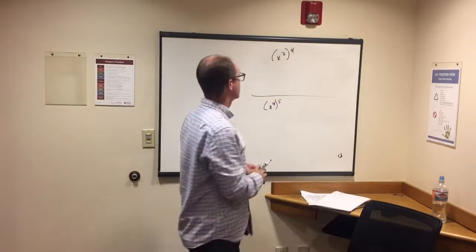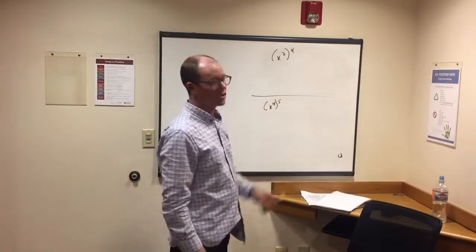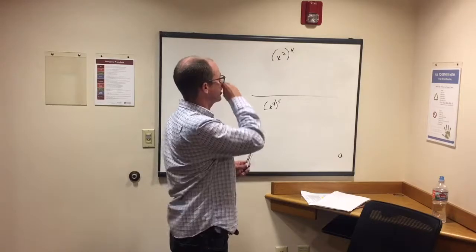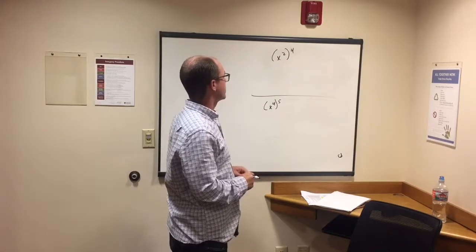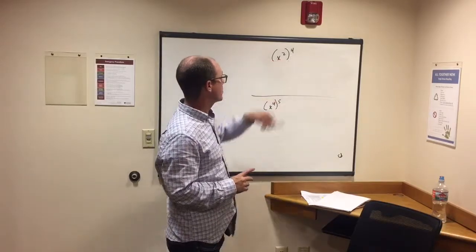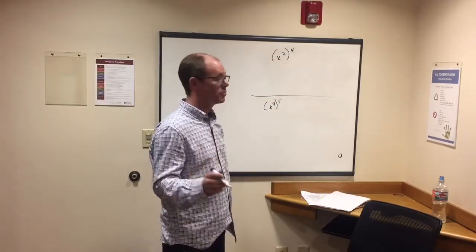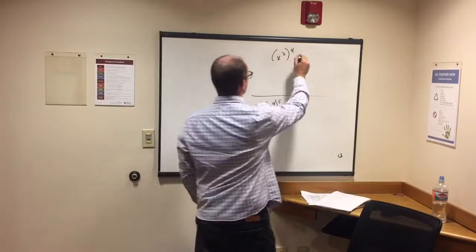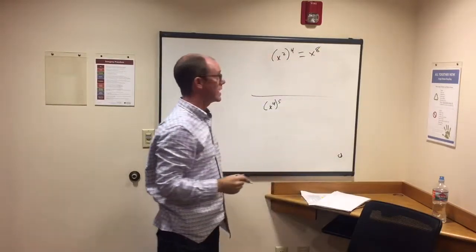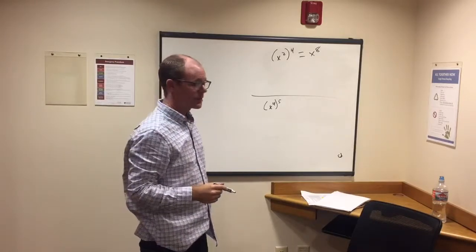Here we have x squared to the 4th. The typical mistake is that people add these two exponents together. When you have one inside the parentheses and one outside the parentheses, you have to multiply these two. 2 times 4 is 8, so we get x to the 8th, not x to the 6th.